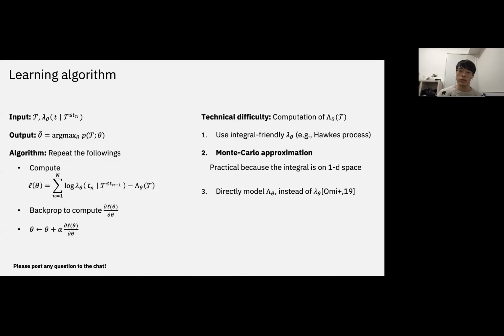And I want to mention the third approach, which is quite interesting, which tries to directly model the compensator instead of the conditional intensity function. The reason why this approach works is that differentiation is much easier than integration. So by defining the model in terms of the compensator term rather than the conditional intensity function, we can compute this compensator as well as the conditional intensity function. This can be computed by just differentiating this term with respect to t. And this was proposed by Omi et al. and presented in NeurIPS.